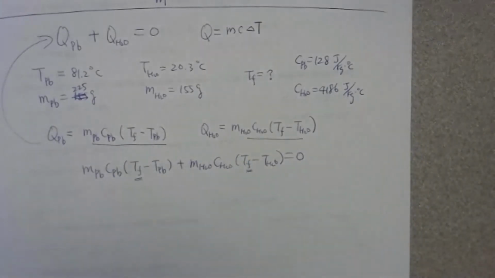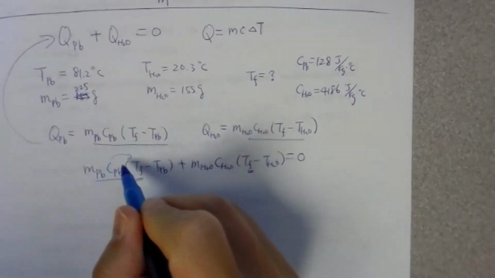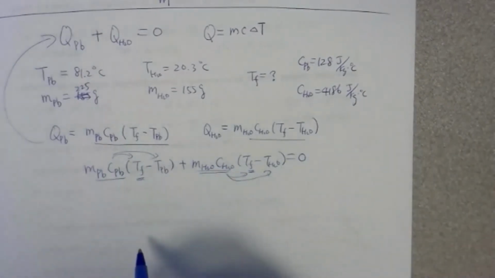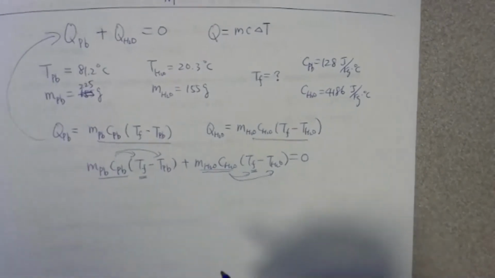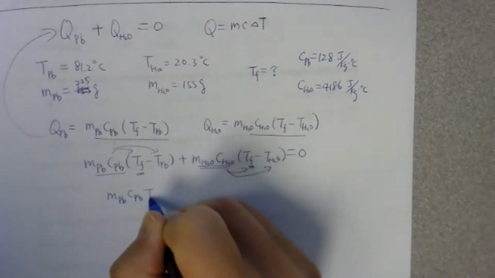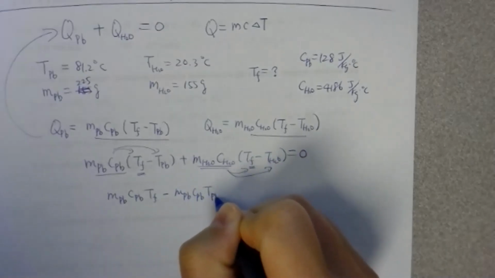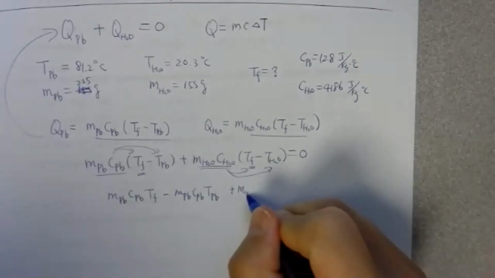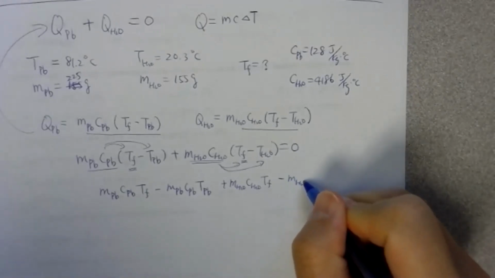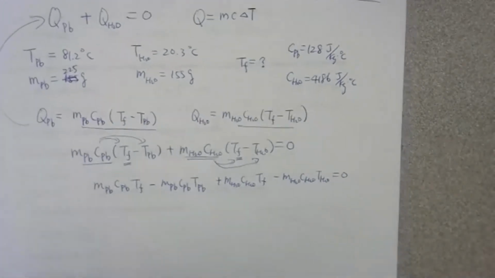Okay. So then we'll be solving for TF. You need to distribute this into the parentheses and then also this into the parentheses, and then put the terms with TF together. A little bit of algebra here, should be kind of straightforward for you guys. TF minus MPB, CPB, TPB here plus MH2O, CH2O, TF minus MH2O, CH2O, TH2O, that goes to zero. All right.